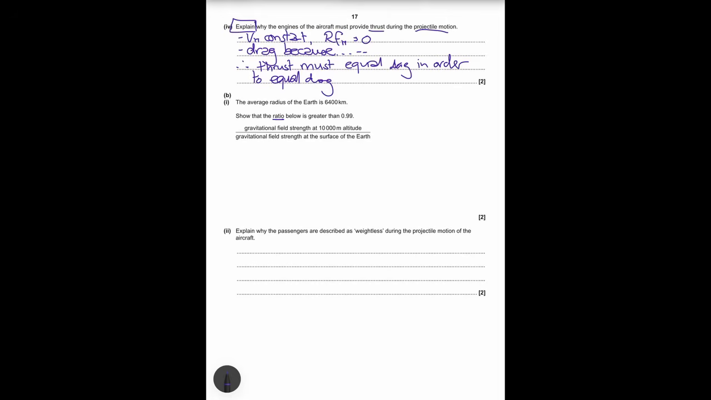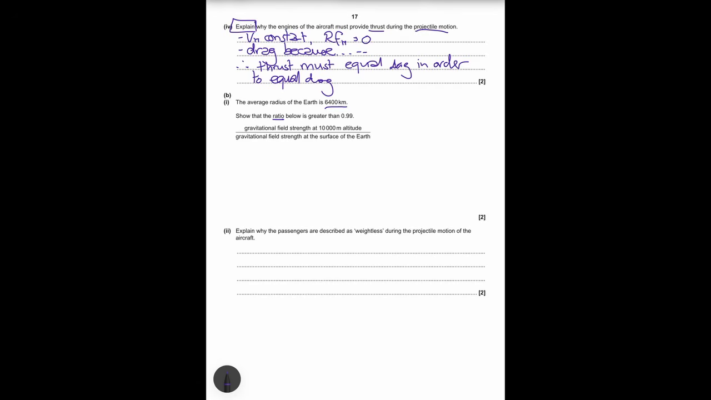So it says here, it actually gives me the formula that I've got to use: gravitational field strength at this distance, or that altitude, over the gravitational field strength of the surface. Well, what information have I got here? Well, the first thing is telling me that the radius of the Earth is this.